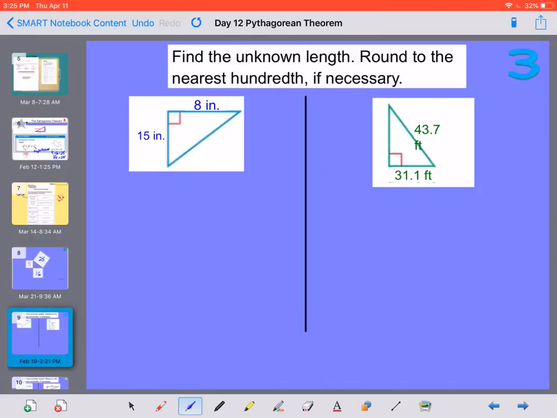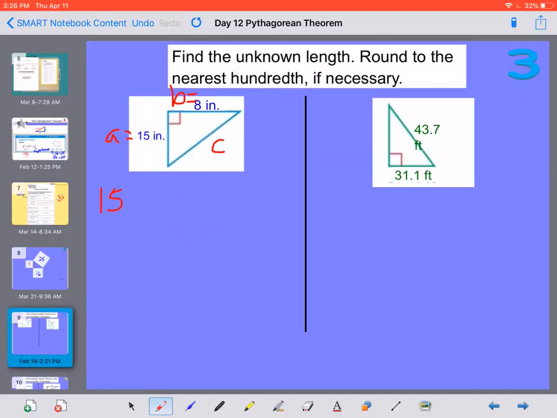So let's take a look at this one. Find the unknown length. Round to the nearest hundredth if necessary. So we may need calculators for these problems. So first I'm going to say that A is going to be 15 and B is going to be 8. Now it doesn't matter which one you pick as A or which one you pick as B, as long as you're picking the legs. So we are trying to find C.